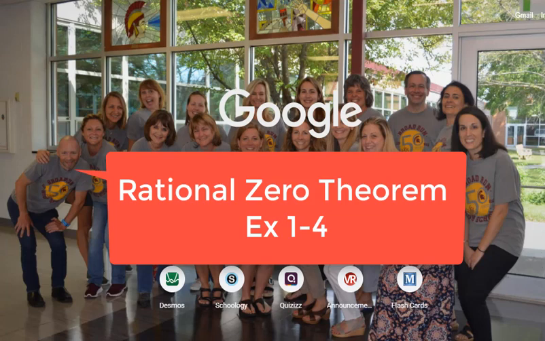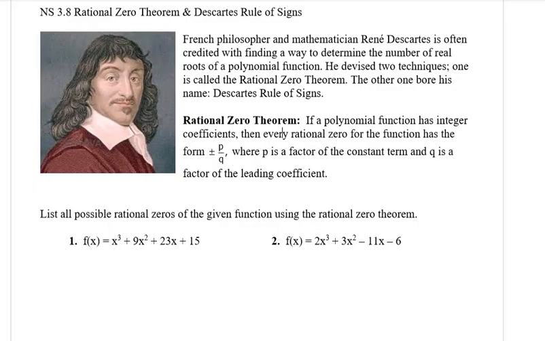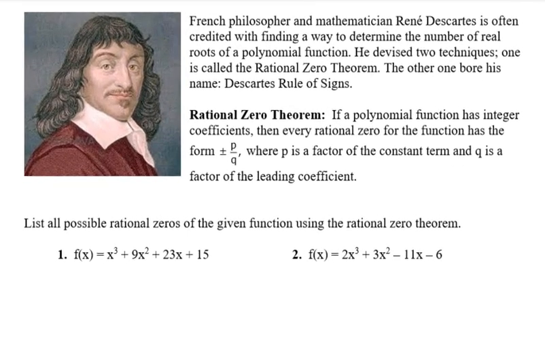All right, so with that said, let's go ahead and take a look at Rene Descartes and his rational zero theorem. He's a French philosopher and mathematician, and he was the person responsible for coming up with ways to figure out real number roots for polynomial functions. He did that two ways: one is the rational zero theorem, the other is his rule of signs.